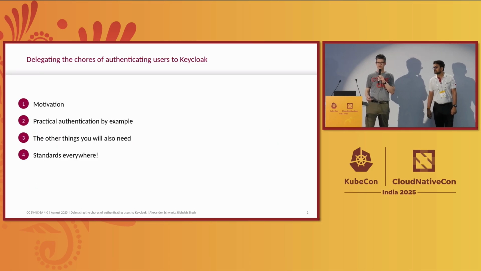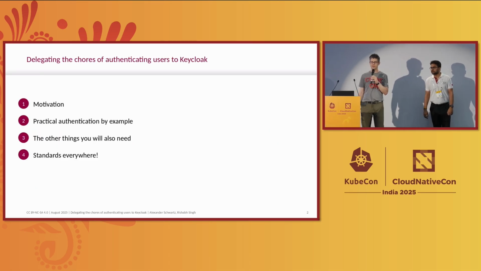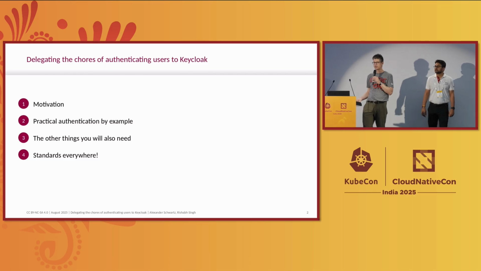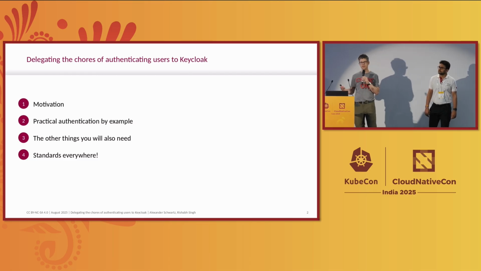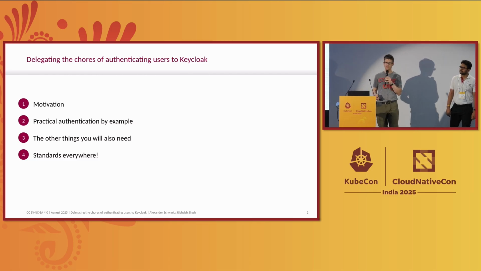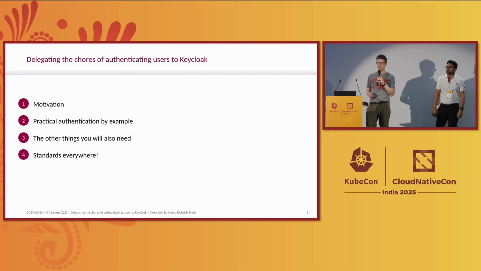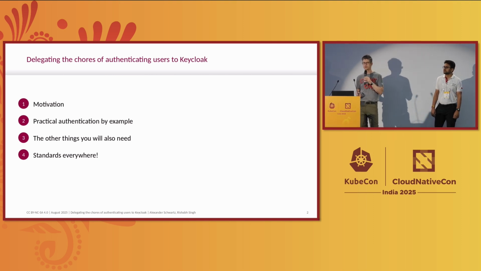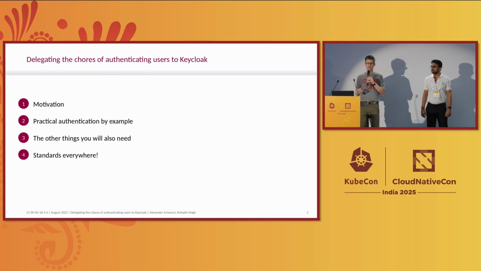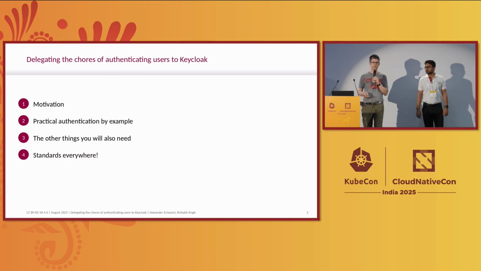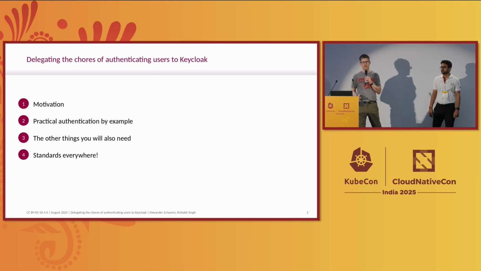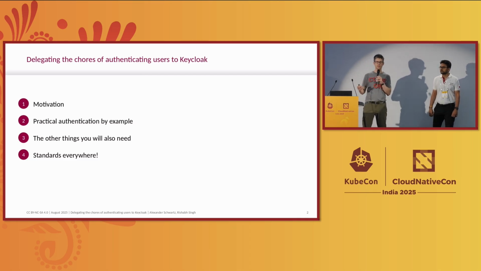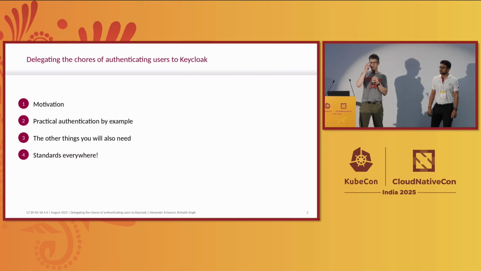Right, and this is the agenda for the next about 25 minutes. We talk about the motivations of why you want to delegate authentication to a different system, give you lots of practical examples of how authentication can work with OpenID Connect, and then we show you all the other things Keycloak can do for you that you don't need to do yourself in terms of managing users. And we finalize with standards everywhere: how these standards, OpenID Connect and SAML and others, help you to integrate Keycloak or a different identity system into your infrastructure.